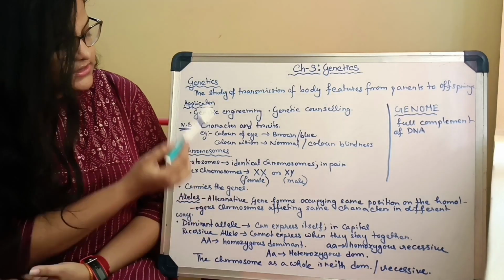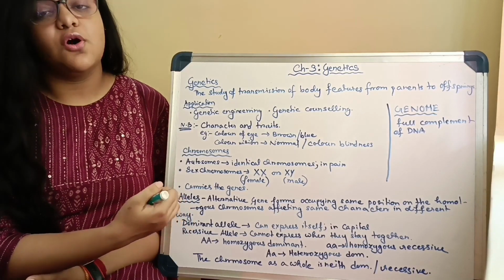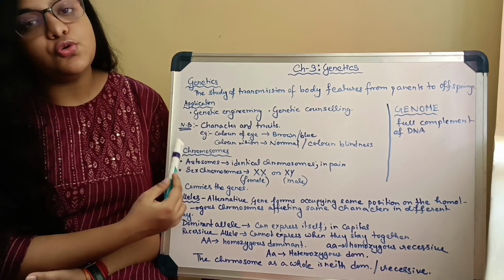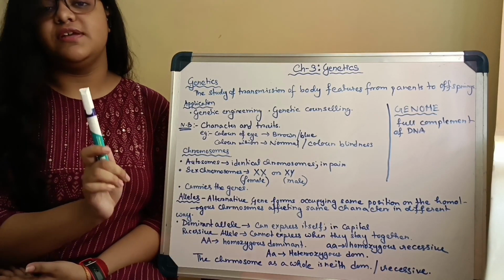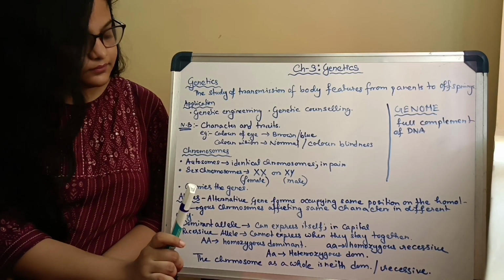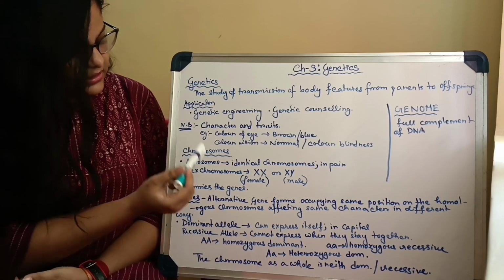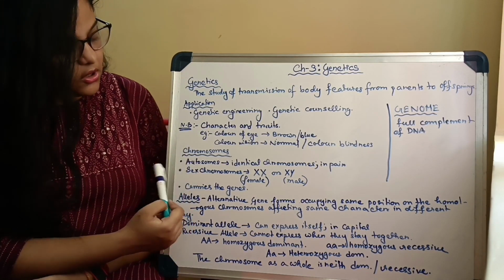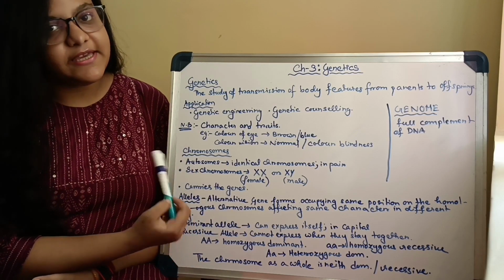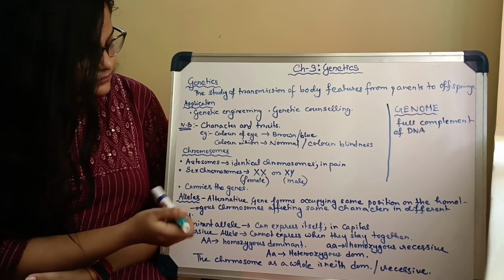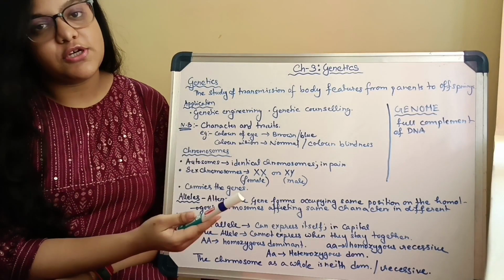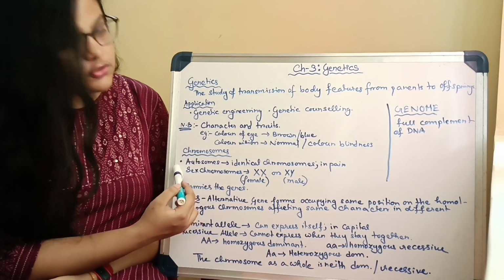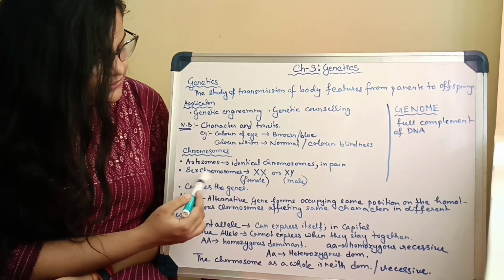Now, let us first move on to chromosomes, because as we all know, chromosomes are the carriers of the genes. Those homologous pairs are of two types, which are the autosomes and the sex chromosomes.